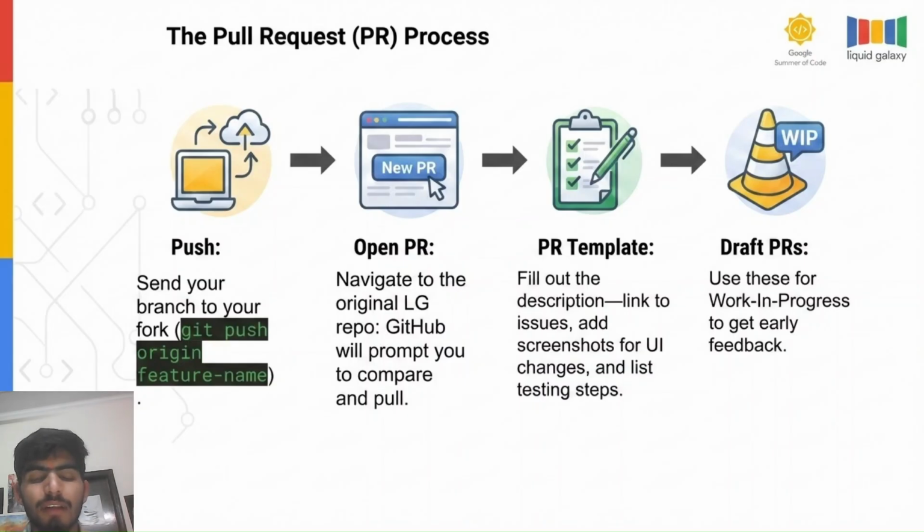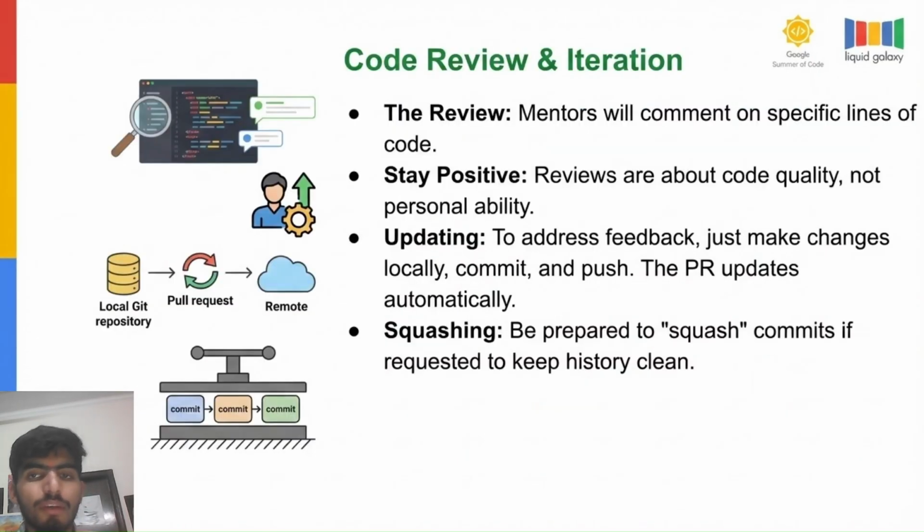After that, mentor code review and iteration will happen. The mentor will comment on a specific line of code, saying you can change it to that, and then that will be good. And if the mentor accepts it, it will be merged to the main branch, if your feature is accepted and helpful.